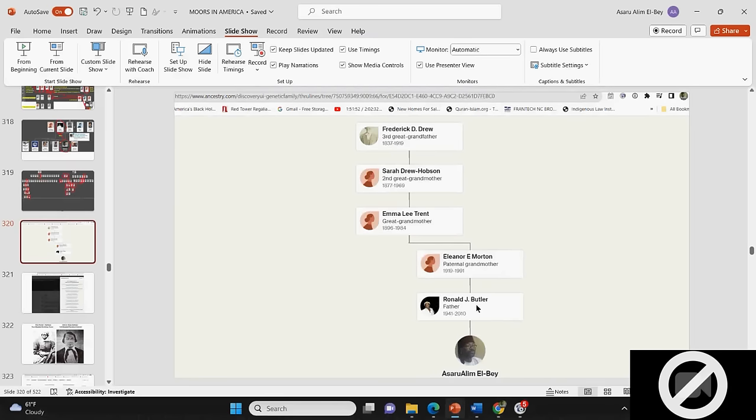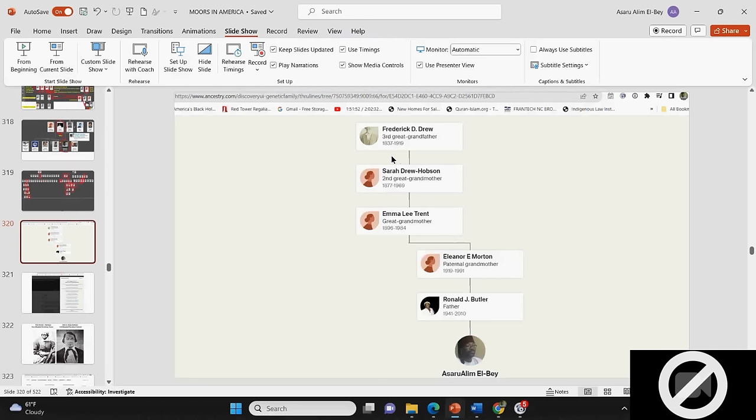So here, me, Ronald J. Butler, Eleanor E. Morton, Emily Lee Trent, and who is this? This is me, Sir Alim El-Bey, my father, Ronald J. Butler, my paternal grandmother, Eleanor Morton, my great-grandmother, Emily Lee Trent, and then my second great-grandmother is Sarah Drew.